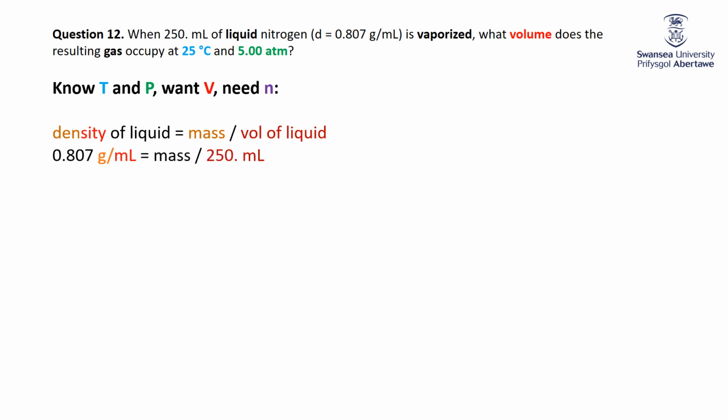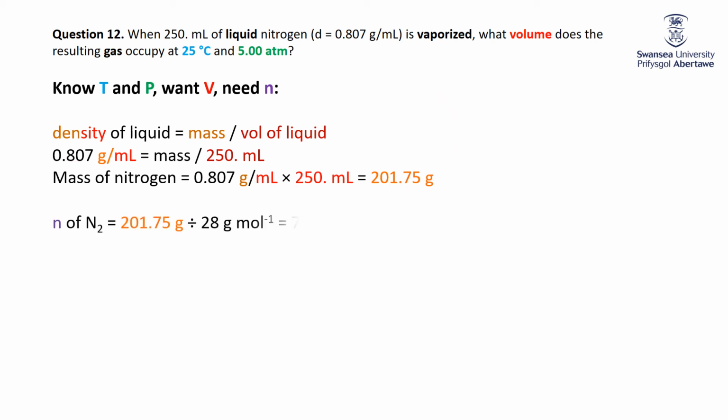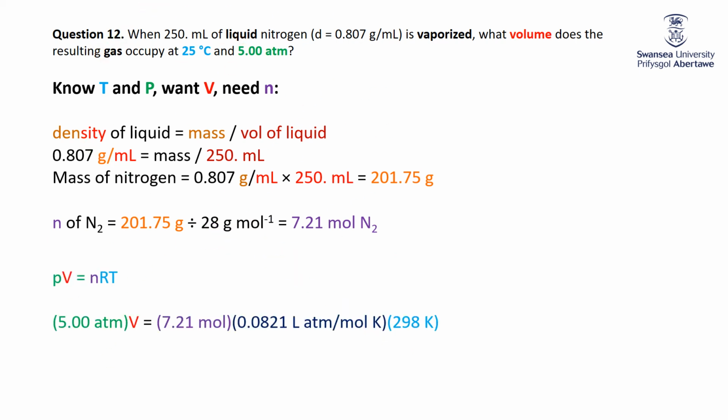Okay, so the density of any liquid is mass over volume. We know our density, 0.807 grams per mil. Mass we don't know, but we do know that that unknown mass is in 250 milliliters. So the mass of nitrogen, just multiply this out, 0.807 times 250, 201.75. Convert that, of course, to moles. So now we got the number of moles of our nitrogen that started as a liquid, but then all became a gas. So now pop it into PV equals nRT.